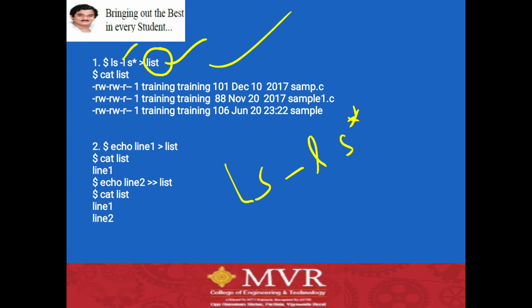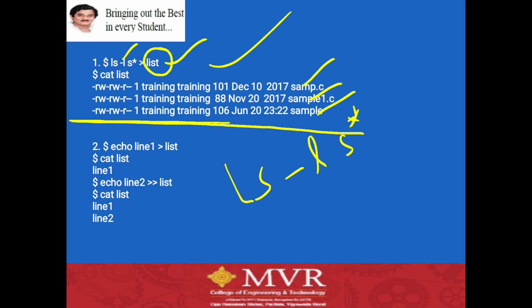So what is the output? See, the output contains these 3 files. All the files are starting with s; after that we won't bother. So the long list of files will be stored in the list. That means that output will not be displayed on the screen. That is the important thing you need to remember.